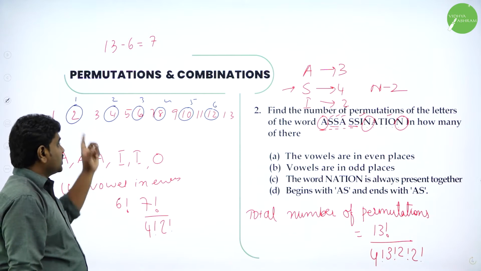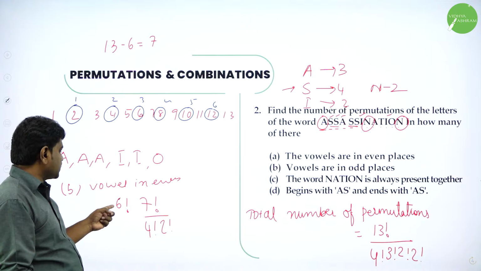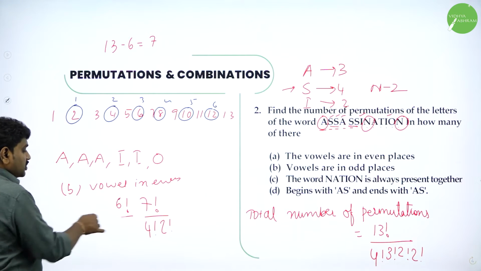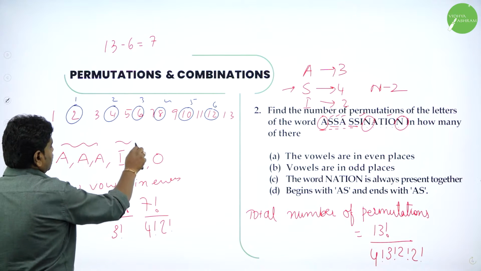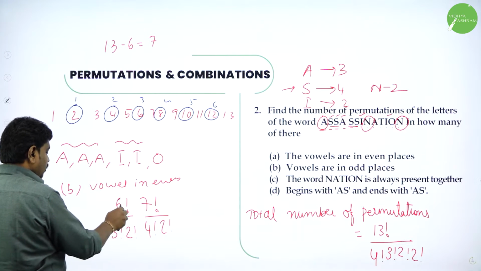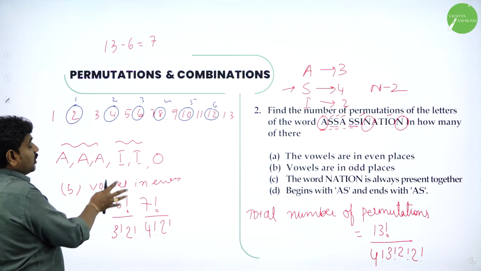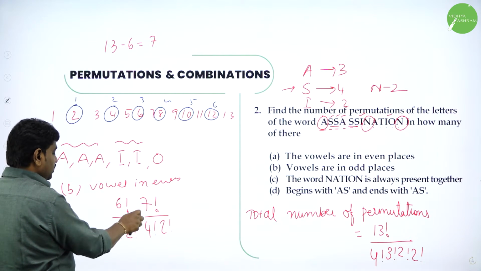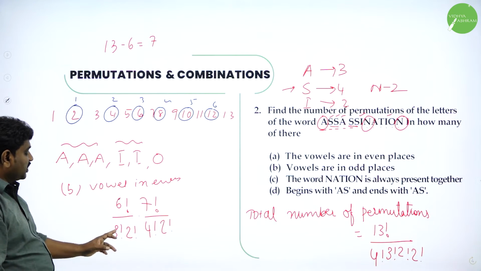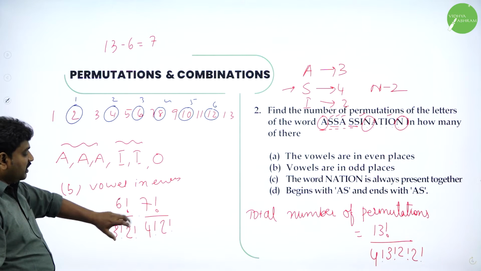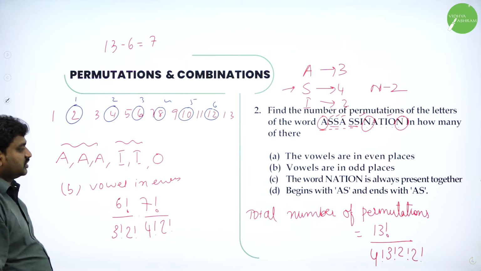So the vowels can go into the 6 even places. 6 vowels can be arranged in 6P6 ways. 6P6 is called 6 factorial, but vowels are also repeated. By 3 factorial and 2 factorial. 6 factorial by 3 factorial into 2 factorial is the placement of vowels in even places, and along with that I should also place the consonants in the remaining places. So the total is 6 factorial by 3 factorial into 2 factorial. This is the vowels in even places, and these are the consonants. Put together, this is the total number of permutations.